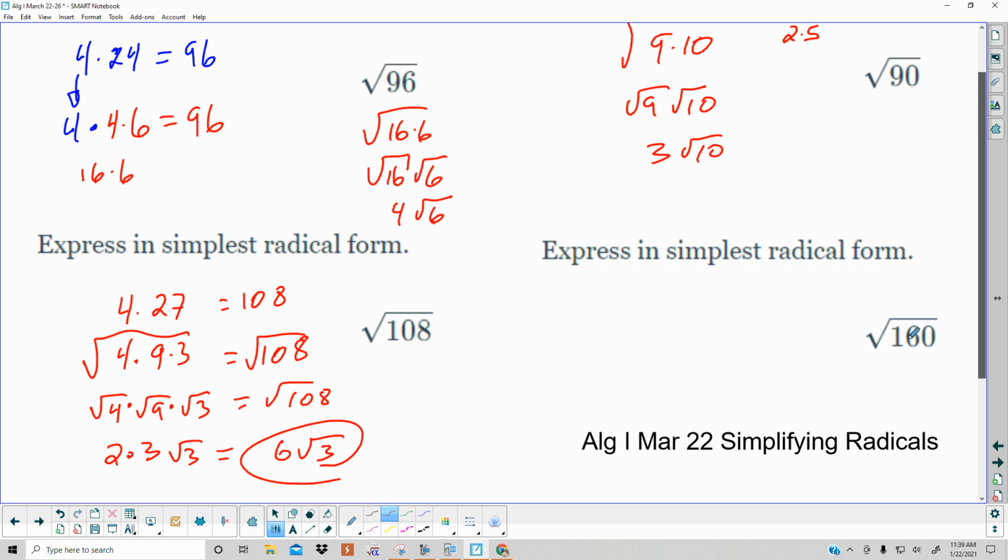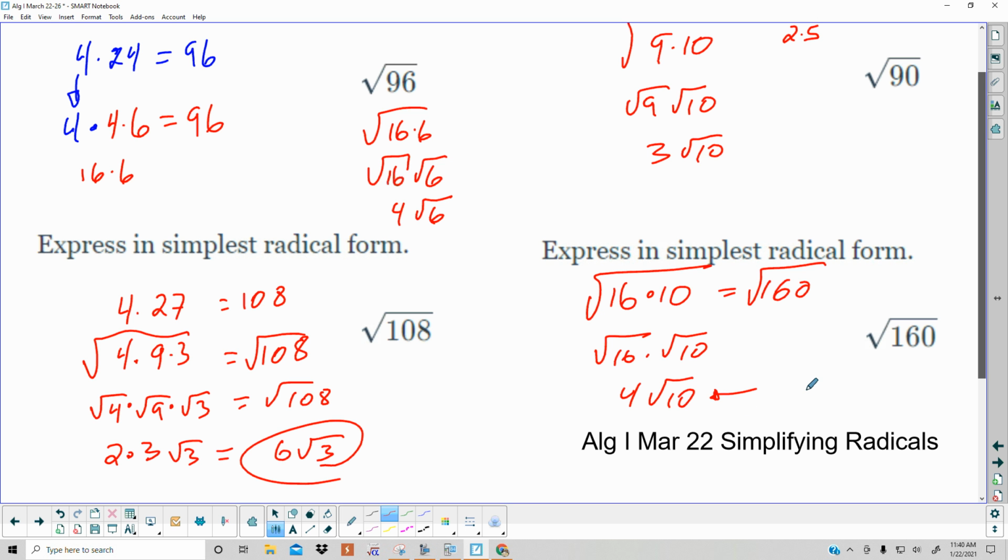Okay? 160. Well, 16 certainly is going to go into 160. And you're square rooting it. Break it, and that's 4 square root of 10. And I know that 10 can't break down any further because it's just made up of 2 and 5, and neither of those are squares. So that would be your final answer.